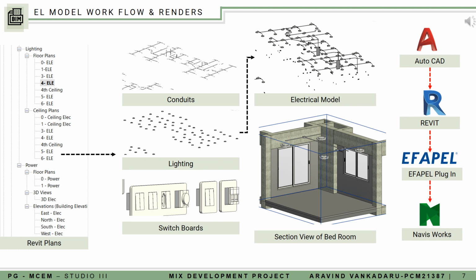On the right side you can see a section view of a bedroom where conduits have been placed and lights are also done. The workflow for this electrical model is shown on the extreme right, where from AutoCAD to Revit to the EFA-PEL plugin were used, and later this model underwent the clash detection and clash resolution process.